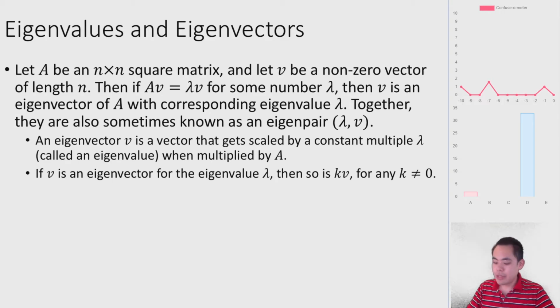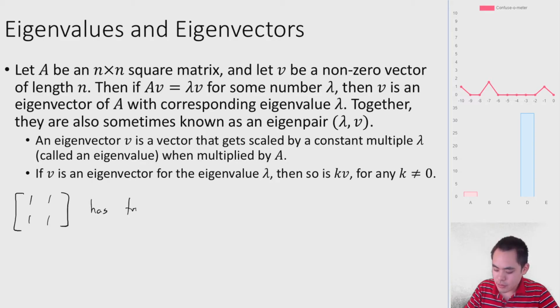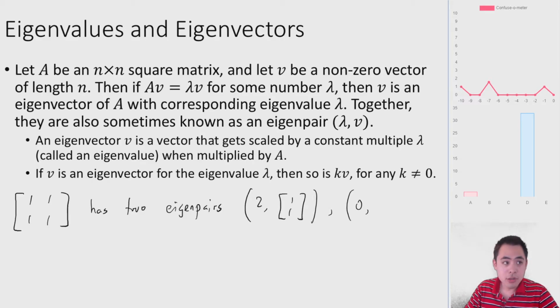So if you go back to that original matrix, so we had 1, 1, 1, 1, it has two eigenpairs. And those would be 2 with 1, 1, and 0 with 1, minus 1.